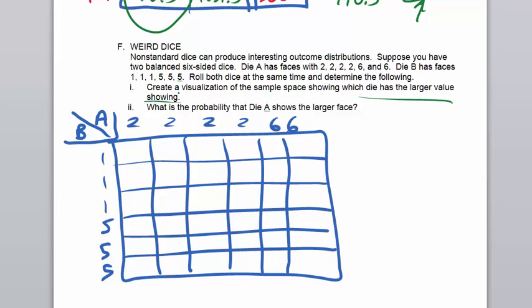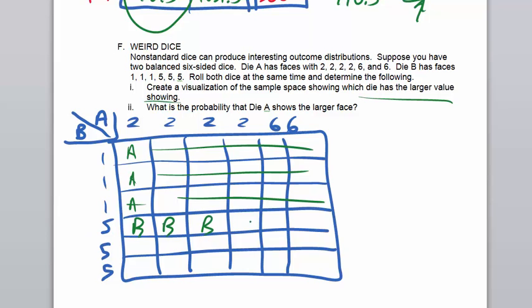Well, if B shows a 1, A is always higher. The 2s and the 6s beat every single one. 5s are higher whenever A is showing a 2. So those are B's. But these are A's because the 6 trumps the 5.